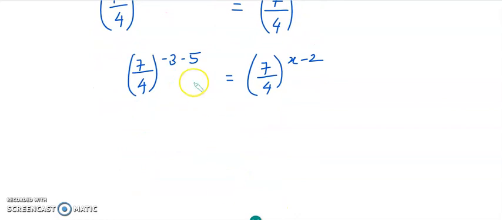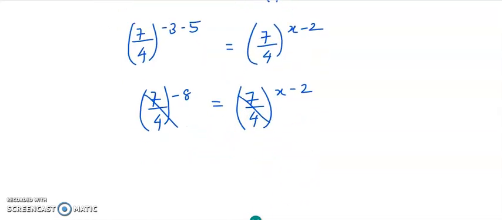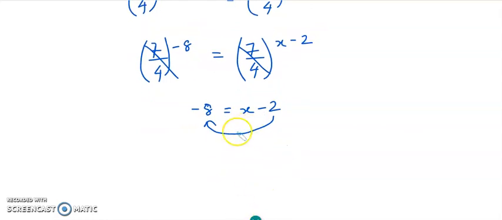Now, negative 3, negative 5 will add up. So my power will change as negative 8, which is equals to 7 over 4 to the power of x minus 2. Bases are same? Yes. Single base? Yes. So cut it off. So the equation will be minus 8 equals to x minus 2. The 2 will go to the other side. It's a minus 2. If it goes to the other side, it will be negative 8 plus 2 equals to x. So negative 6 equals to x.